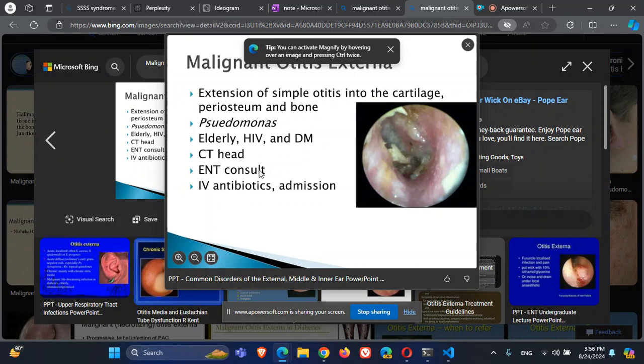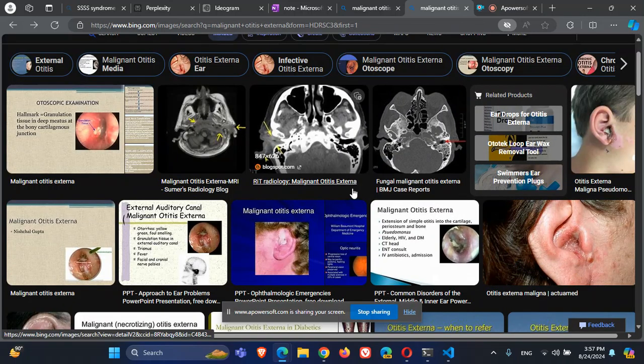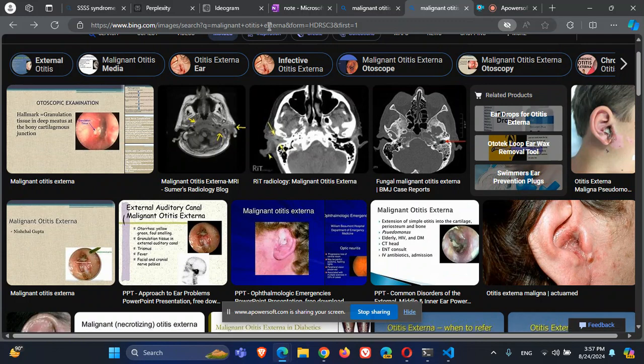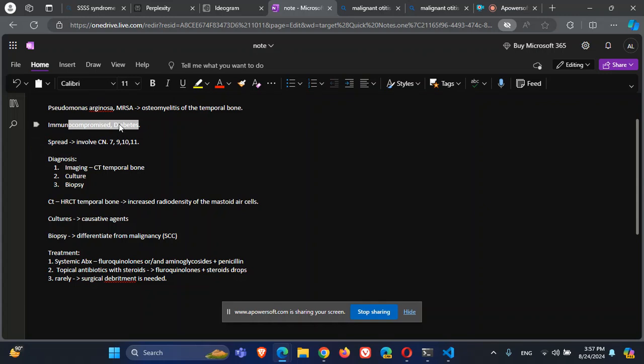You can see here the options. This is a very, very severe disease. Usually the antibiotics are IV antibiotics for 6 weeks. Otherwise, for healthy patients with very mild disease, a shorter duration and oral antibiotics can also be used, but more severe disease should be treated with IV antibiotics. And this is it about malignant otitis externa, which is caused by Pseudomonas or MRSA, usually in immunocompromised and diabetic patients.